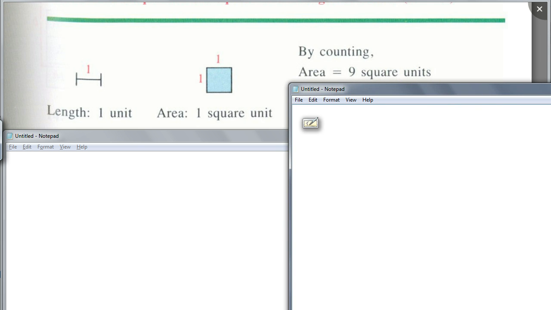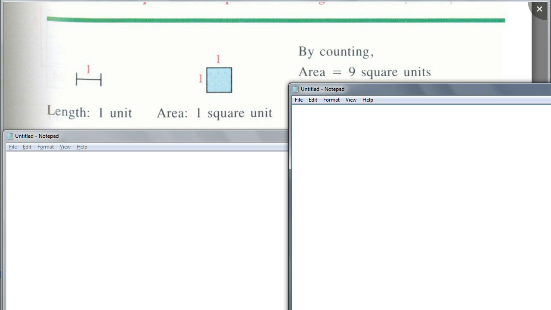Now, let's think about it backwards. If I told you that the area of a square is 9 square units, what would be the length of each of the sides? How about thinking backwards? Esther over here, what do you think? If the area of the square is 9 square units, what is the length of the square? 3. Would you not agree? Pretty straightforward, right? That's easy.